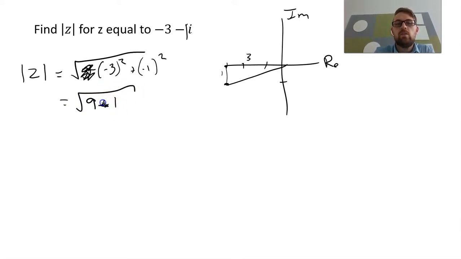All right, these are always going to be positive numbers. So if you're getting negative, you're doing it incorrectly. You need to put the brackets around. So 9 plus 1 is the square root of 10, and we can leave it like that. So that is the modulus of Z, the length of our vector Z, and that's how we work that out.